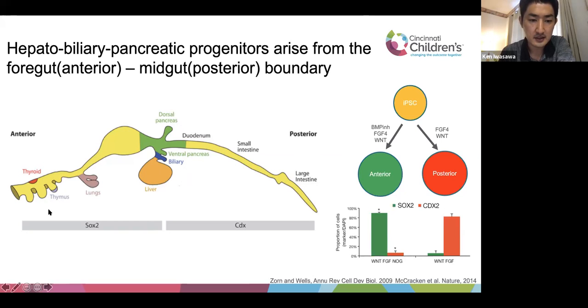And it is known that the anterior gut has an expression of this gene named SOX2, and the posterior gut has a gene expression of CDX2. And using our knowledge of the development, we were able to induce the iPSCs, the pluripotent stem cells, and using these signaling pathways, we were able to differentiate these into the anterior gut, which has a high SOX2, and posterior gut, which has a high CDX2 expression.